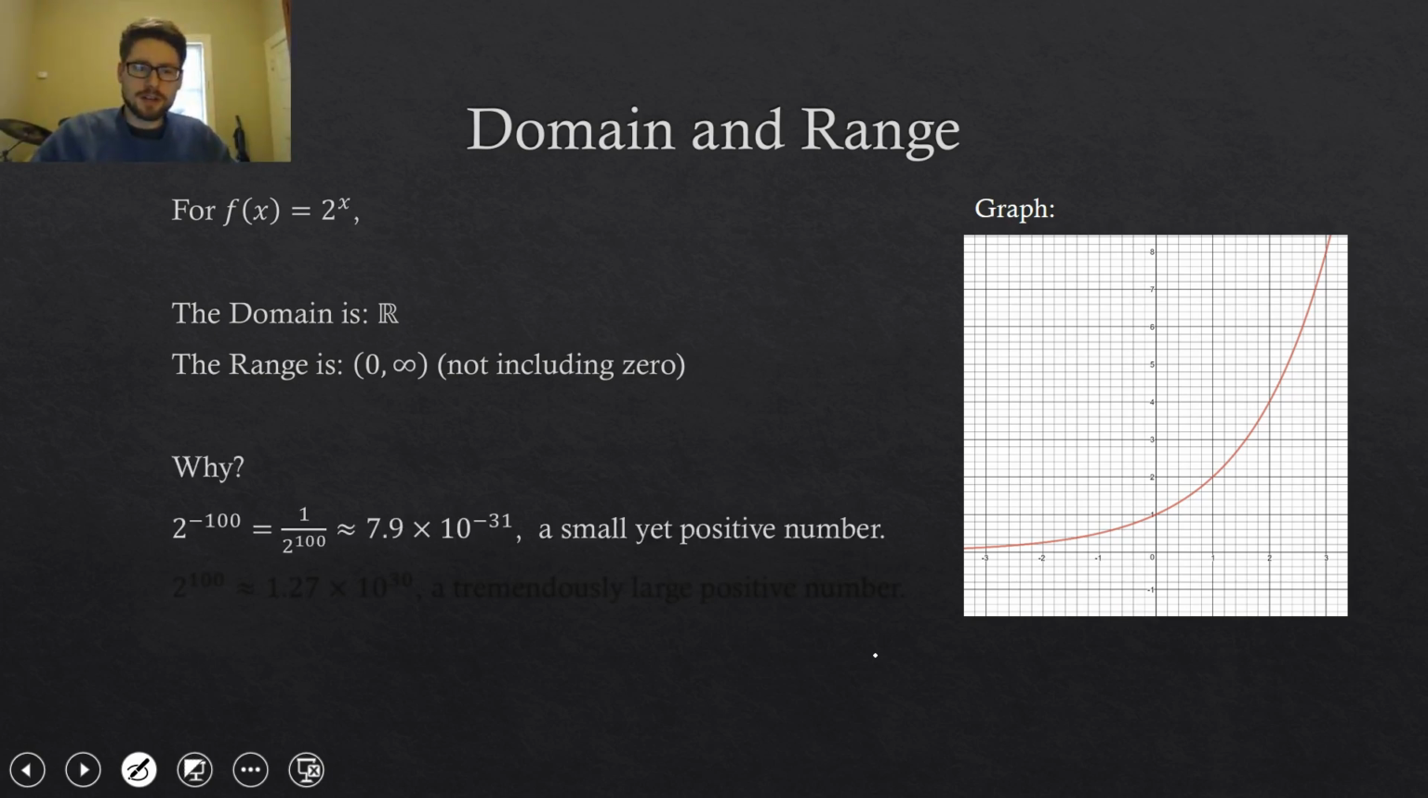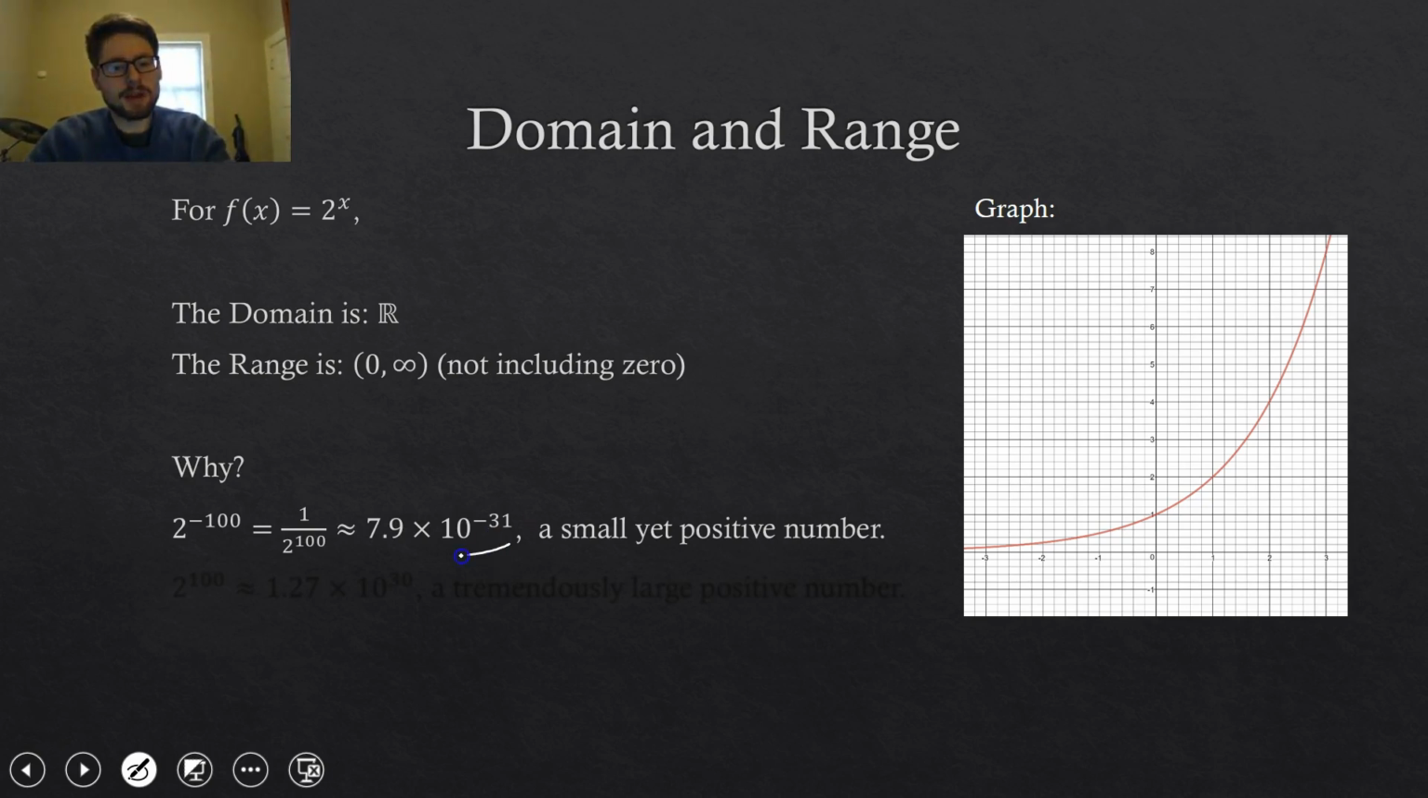Well, just evaluate it with the calculator. If you plug in 2 to the negative 100, that's 1 divided by 2 to the 100 power. You have 1 over a tremendously large number. So 1 divided by something huge is very, very small.